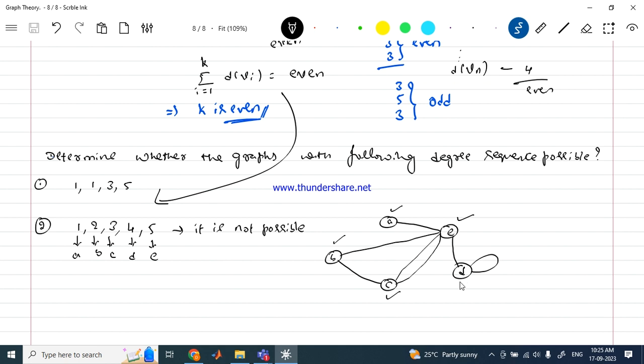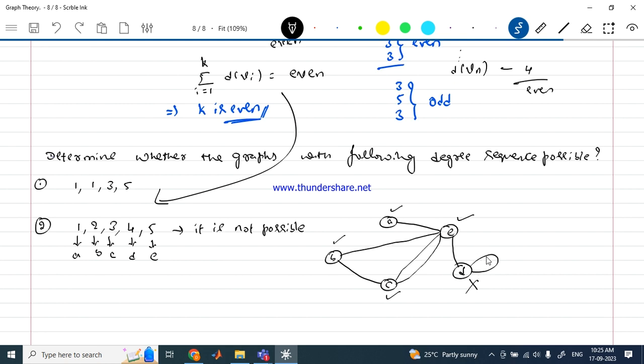I'm supposed to draw an edge which is incident on 2 vertices. But these are the only 5 vertices we have, and for these 4 vertices, the degrees are already taken care of. So we just cannot match the degree of this D. That is where it failed. But if you remove this D, or if you remove either E or C or A from this, you can definitely have the graph with the degree sequence.